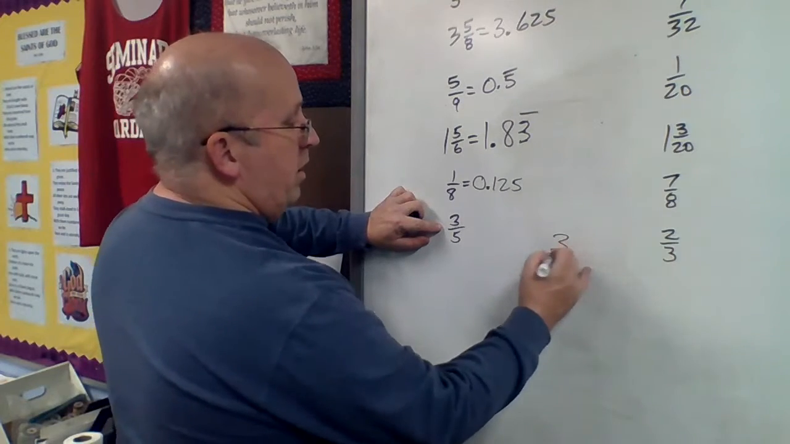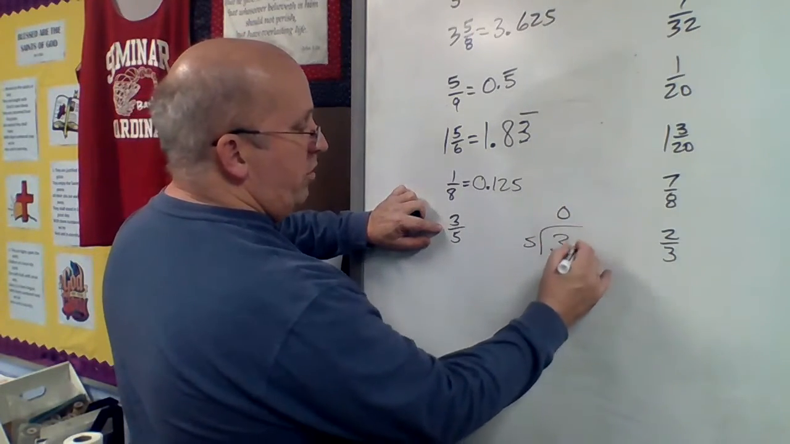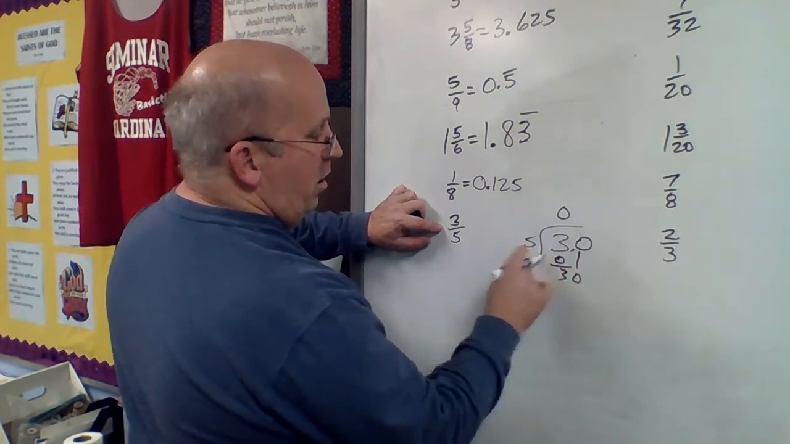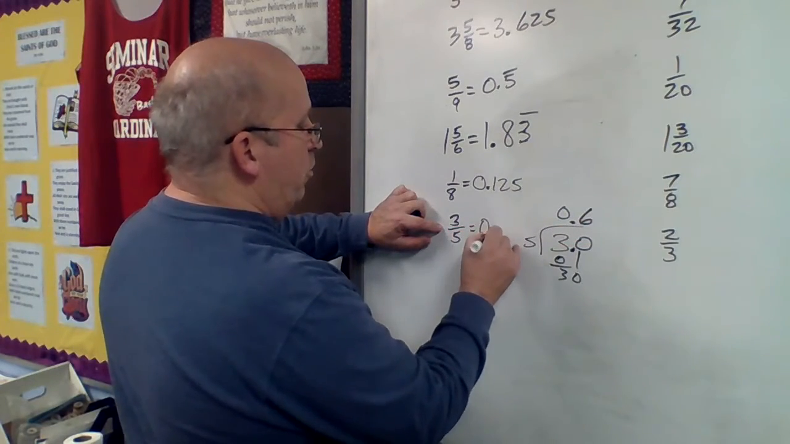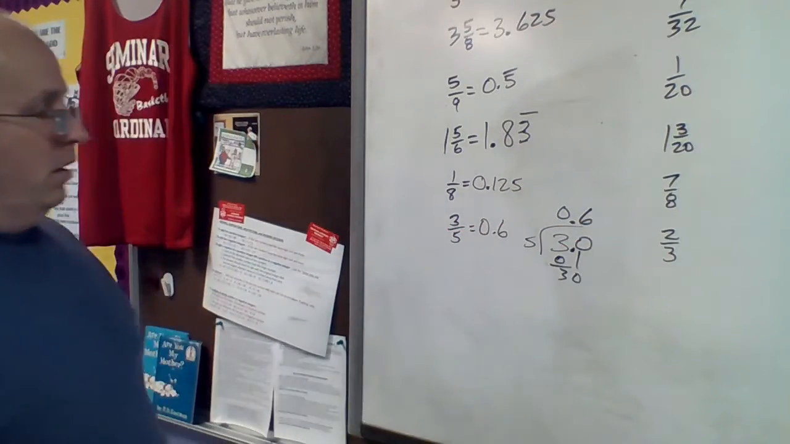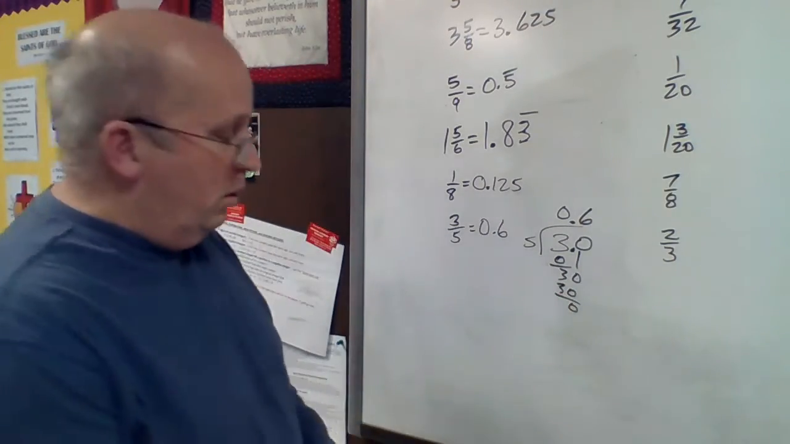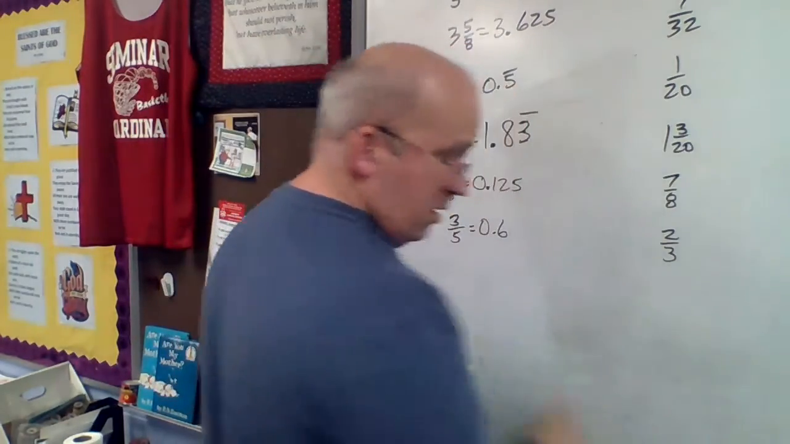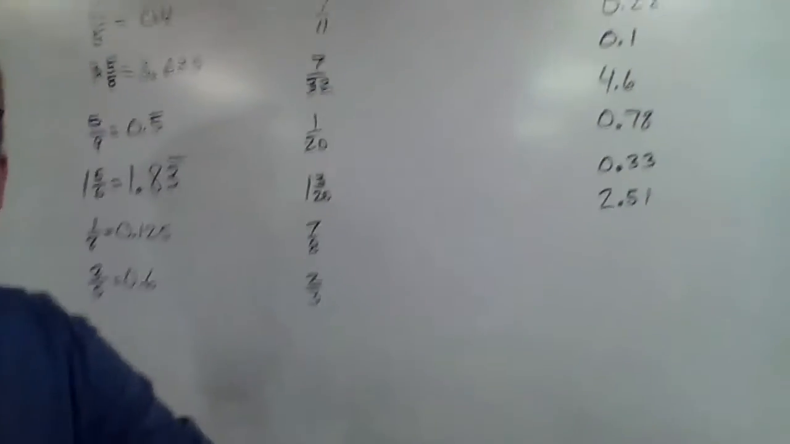3 divided by 5. 5 goes into 3 0 times. 5 goes into 30 6 times. Don't forget the decimal point, 0.6. Oops, forgot to write the 30 and the 0 in, but hopefully you could see that. Next row. What do we got up there?